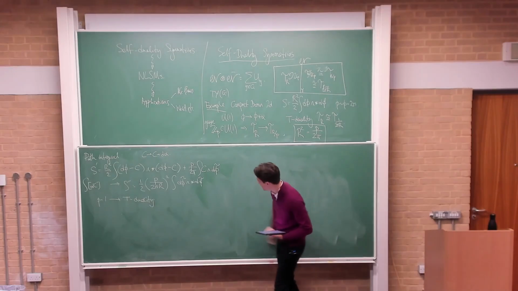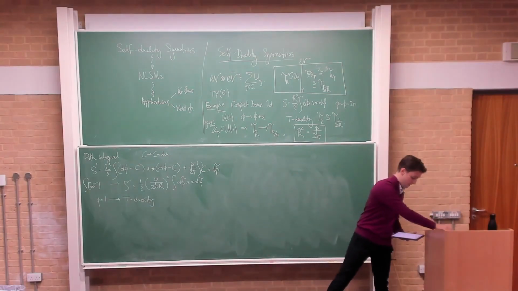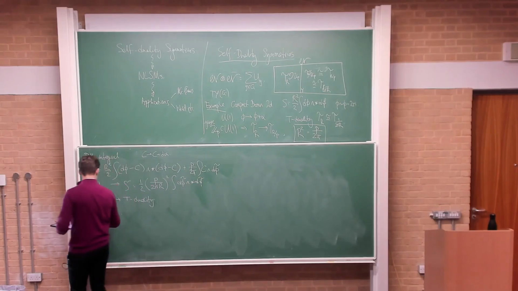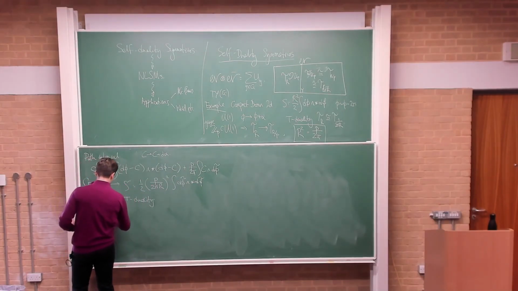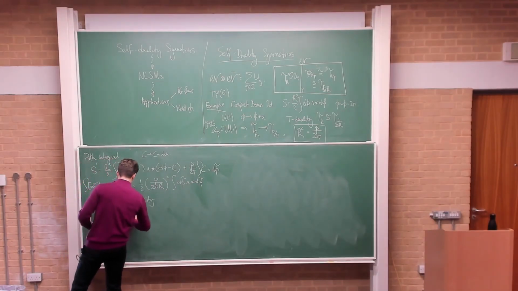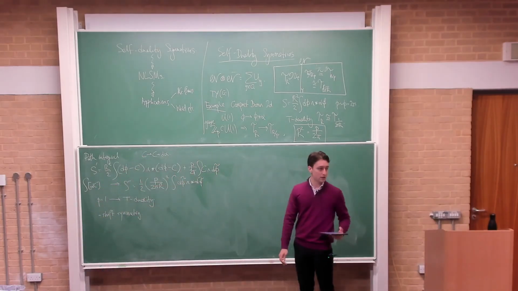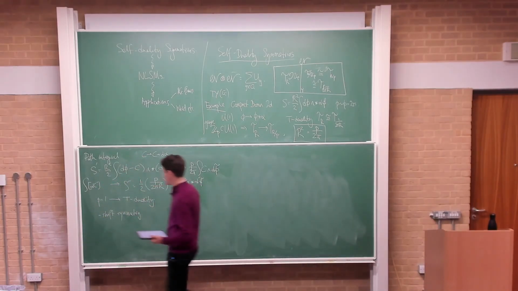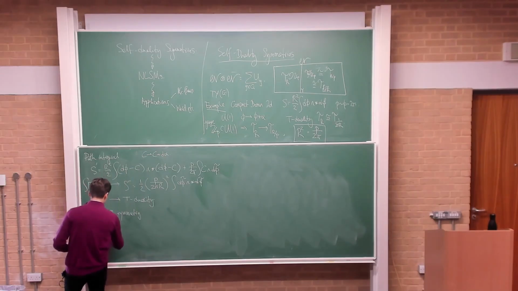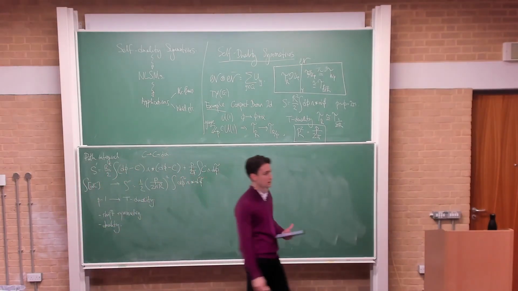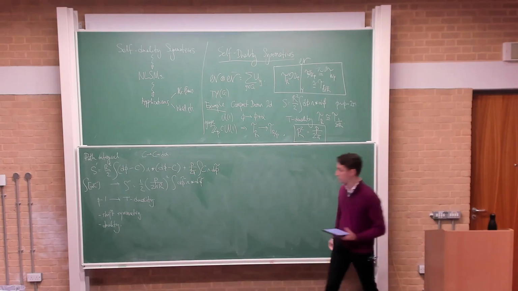And so what are the ingredients that we're looking to generalize here? Well, we had a shift symmetry. And so I want some analog of a shift symmetry. And we had T-duality. So I'll want to understand how T-duality works for more general sigma models.